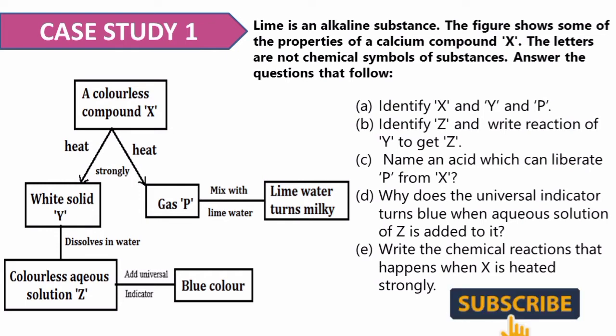P is a gas and when it is mixed with lime water it turns milky. And Y is a solid product which is dissolved in water to give a colorless solution Z, which on adding to universal indicator turns blue. So based on this flowchart there are 5 questions given which we have to answer after identifying this X, Y, P and Z. So let's move on to the first question.